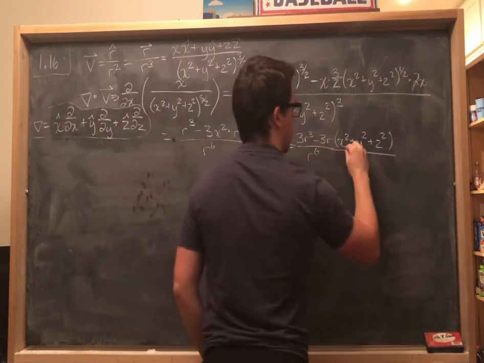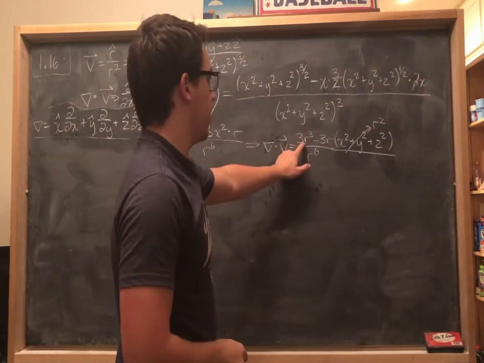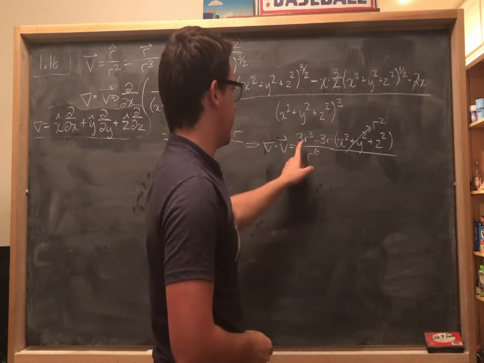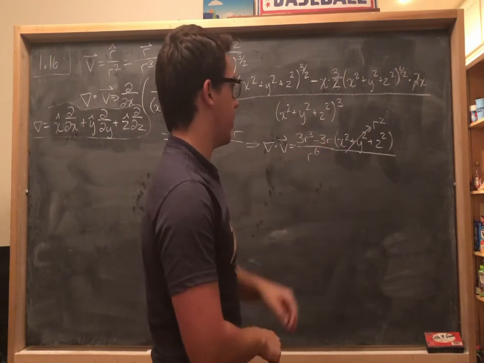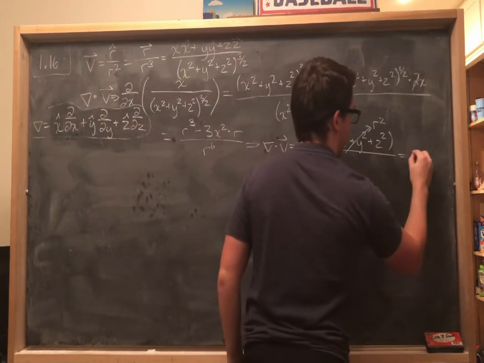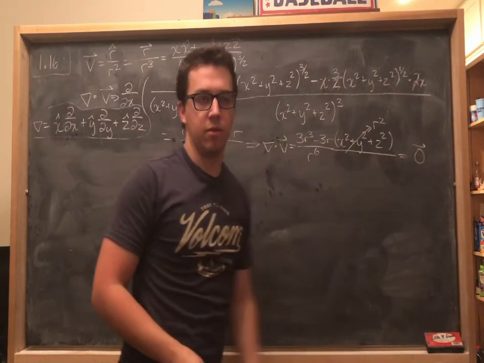Except look at this, this is just r squared. So then we have 3r cubed minus 3r times r squared. But that's just 3r cubed minus 3r cubed, which of course is going to be 0. So it's the 0 vector.